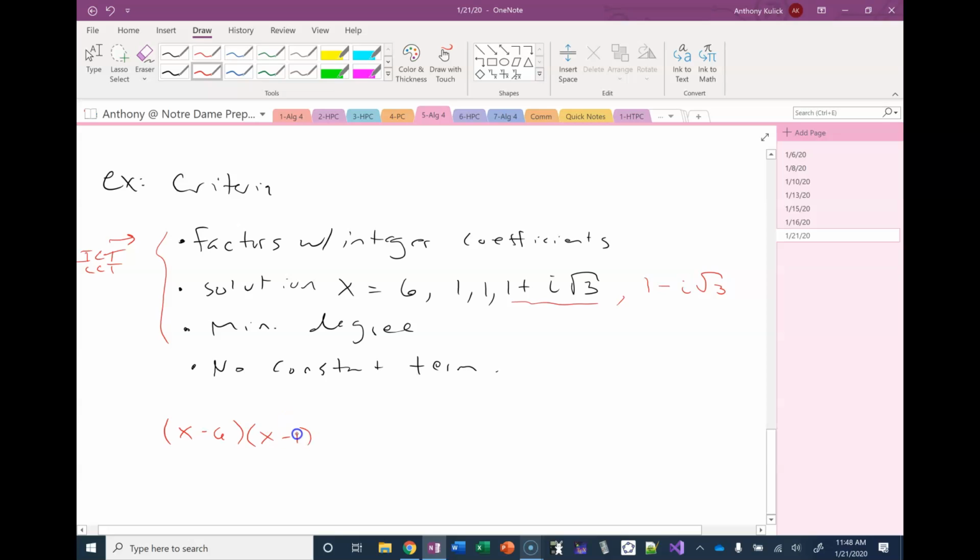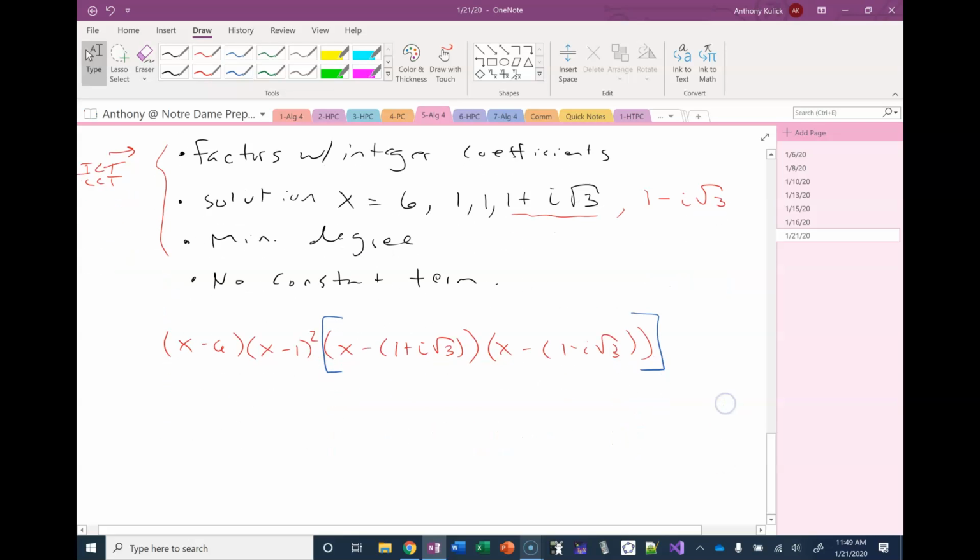So if I write my factors, then I should have that, right? Everybody okay with how I created those factors? I notice that these two factors don't have integer coefficients, but the conjugate pairs, we can fix that just by multiplying them together, so I just need to FOIL that part out.